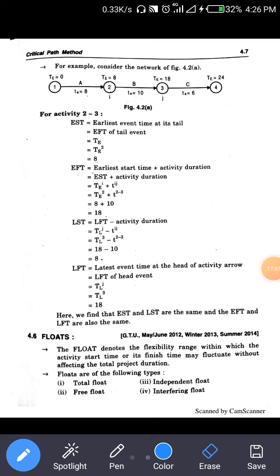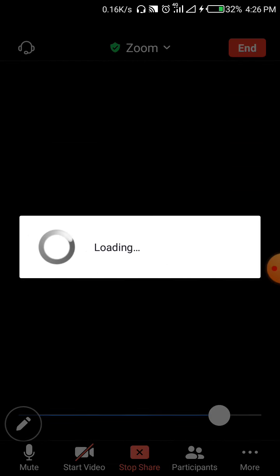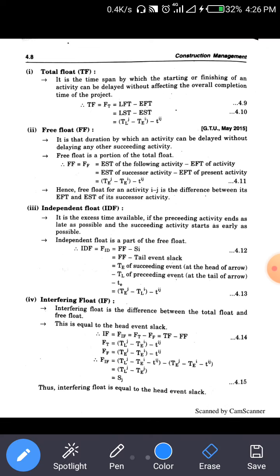So the float denotes the flexible range within which the activity start time or its finish time may fluctuate without affecting the total project duration. There are four types of float: total float, free float, independent float and interfering float. One by one we discuss them. First we start with the total float.